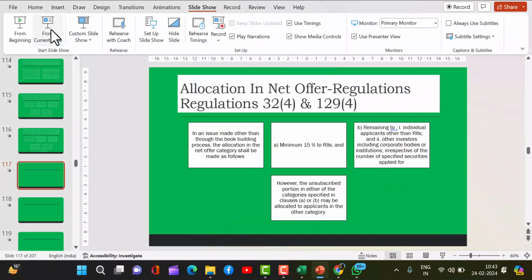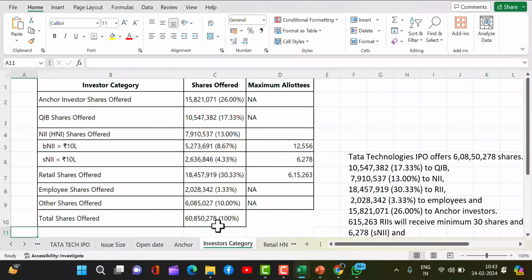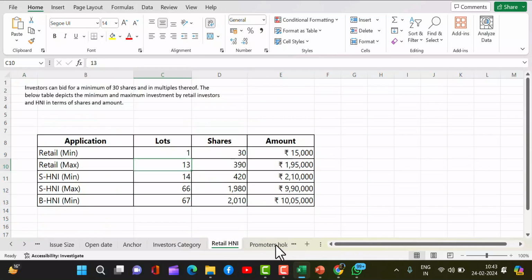So let's go back to this. So this is the investor category. Now investors can bid for a minimum of 30 shares and multiples thereof. The below table depicts the minimum and maximum investment by retail investors and HNIs. So that means retail, one lot, minimum 30 shares. So a person can be allotted 15 shares.